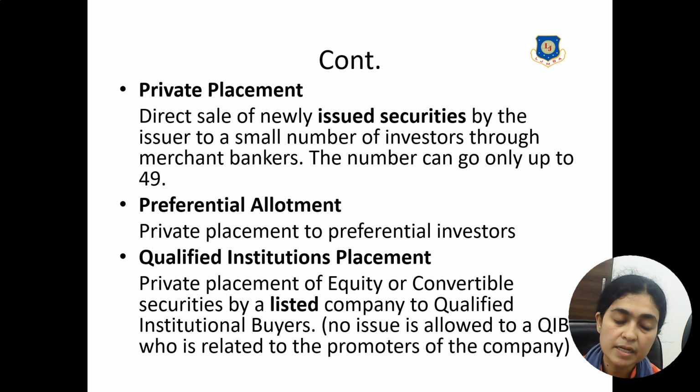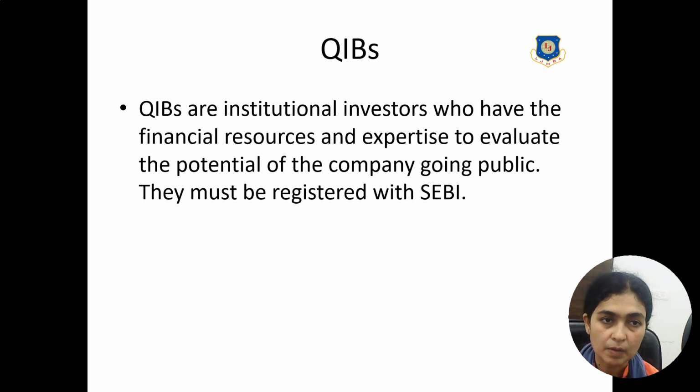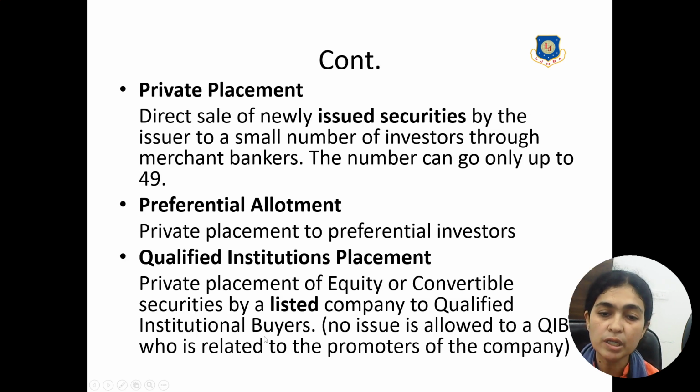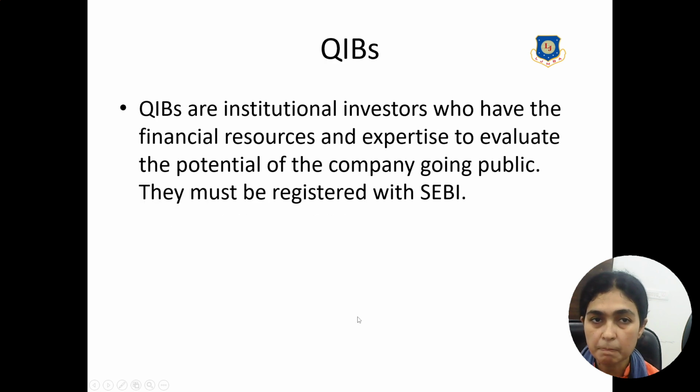The third and the last category of this is what is known as qualified institutional placement. Qualified institutional placement is where you are issuing the security to QIBs, that is, qualified institutional buyers. So who are QIBs? QIBs are basically the financial institutions who have the financial resources and expertise to analyze the particular issue, to evaluate the potential of the company, and to understand whether they should invest in the security, yes or no. They must be registered with the SEBI. So these are the people who are actually the investors when I say qualified institutional placements.